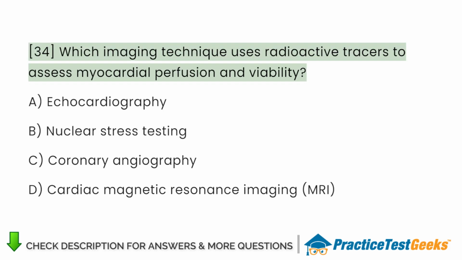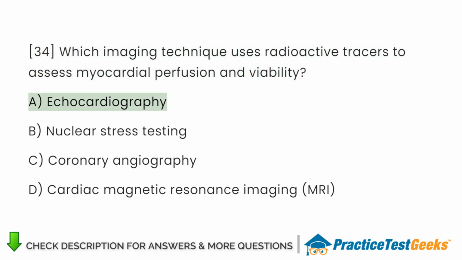Which imaging technique uses radioactive tracers to assess myocardial perfusion and viability? A. Echocardiography. B. Nuclear stress testing. C. Coronary angiography. D. Cardiac magnetic resonance imaging, MRI.